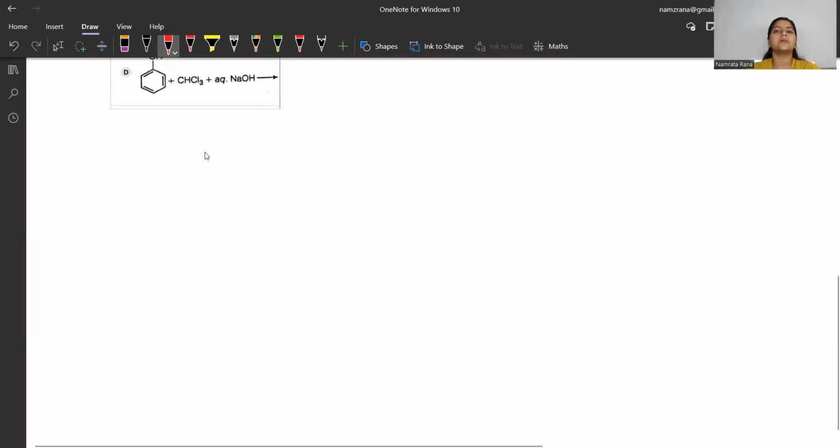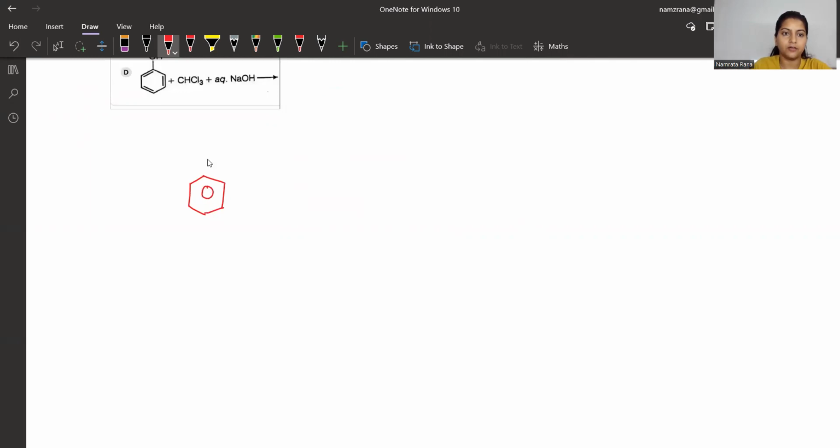Now, whenever you come across any name reaction in chemistry, just try to cut it into 4 parts. What do I mean by cut? Means you need to see 4 things. First is the reactant, right? Second is the product. Third is the reagent. And fourth is the mechanism. So, step by step, let's see what is the reactant which is used in Reimer Tiemann reaction.